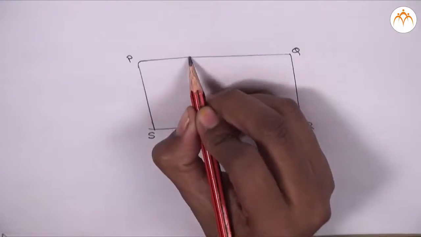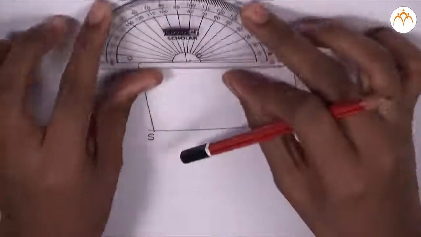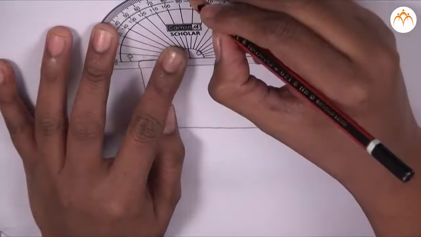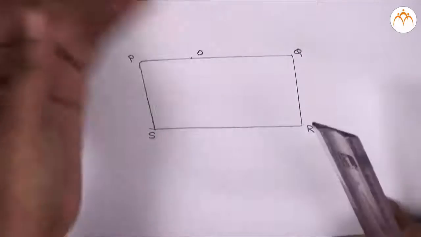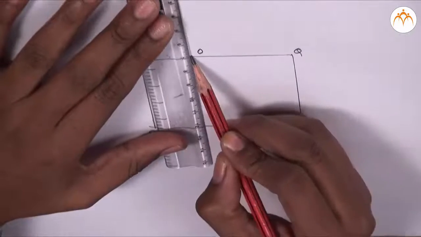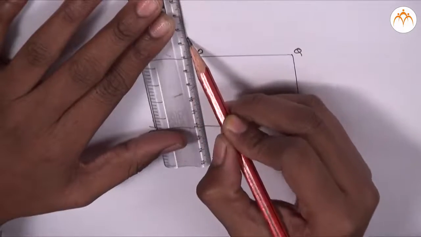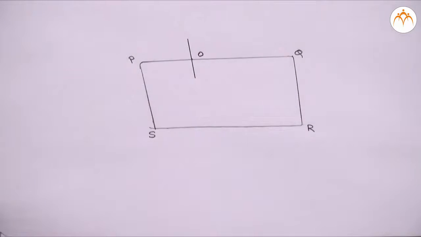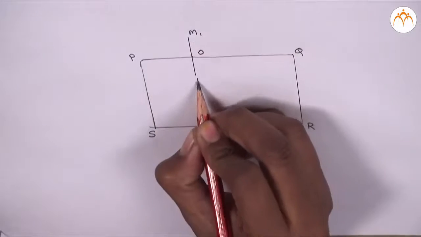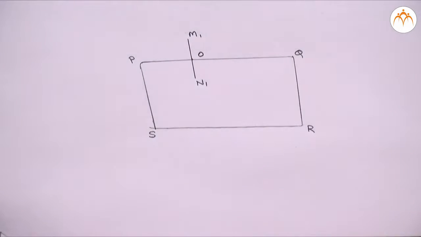Take a point O on the boundary line PQ of the slab. Draw a normal at point O. Normal is perpendicular, so we draw perpendicular M1N1 at point O. The angle M1OP is 90 degrees.